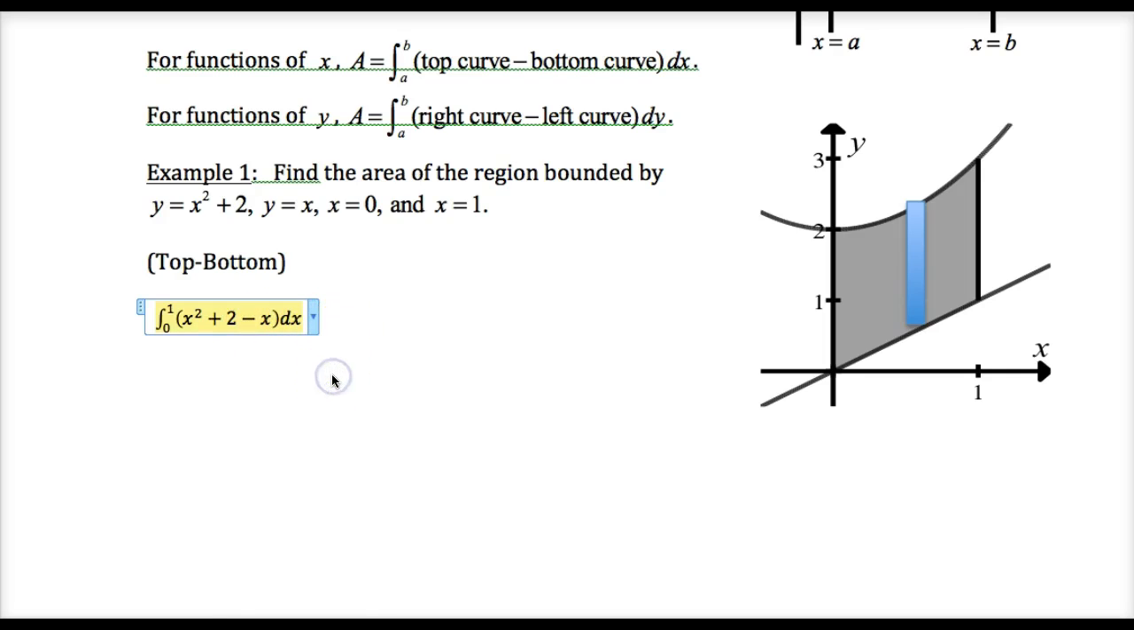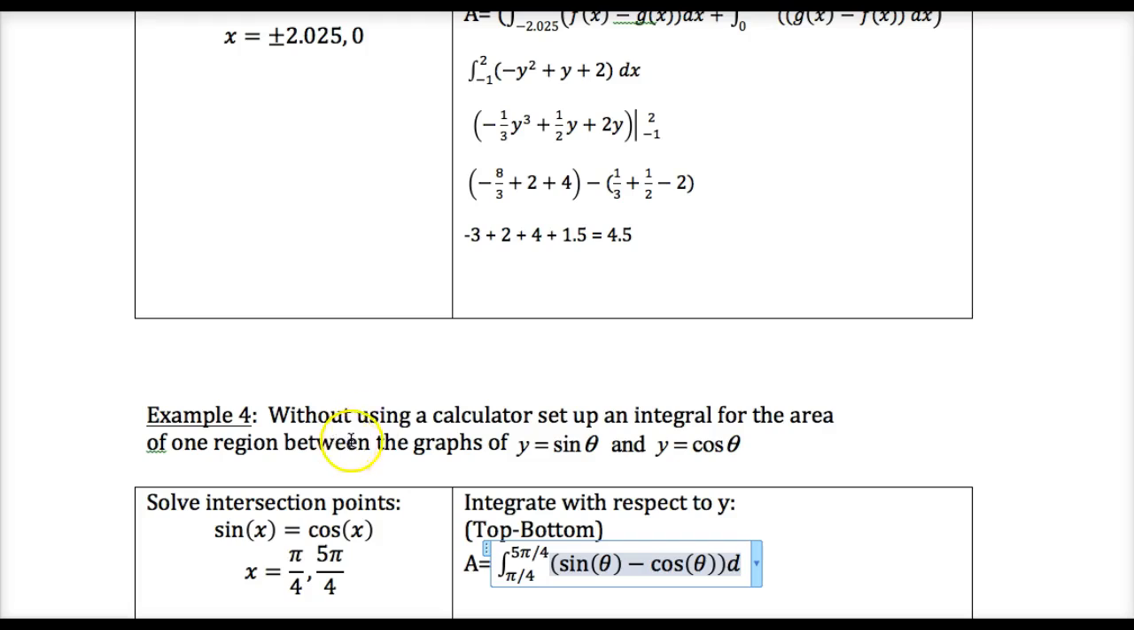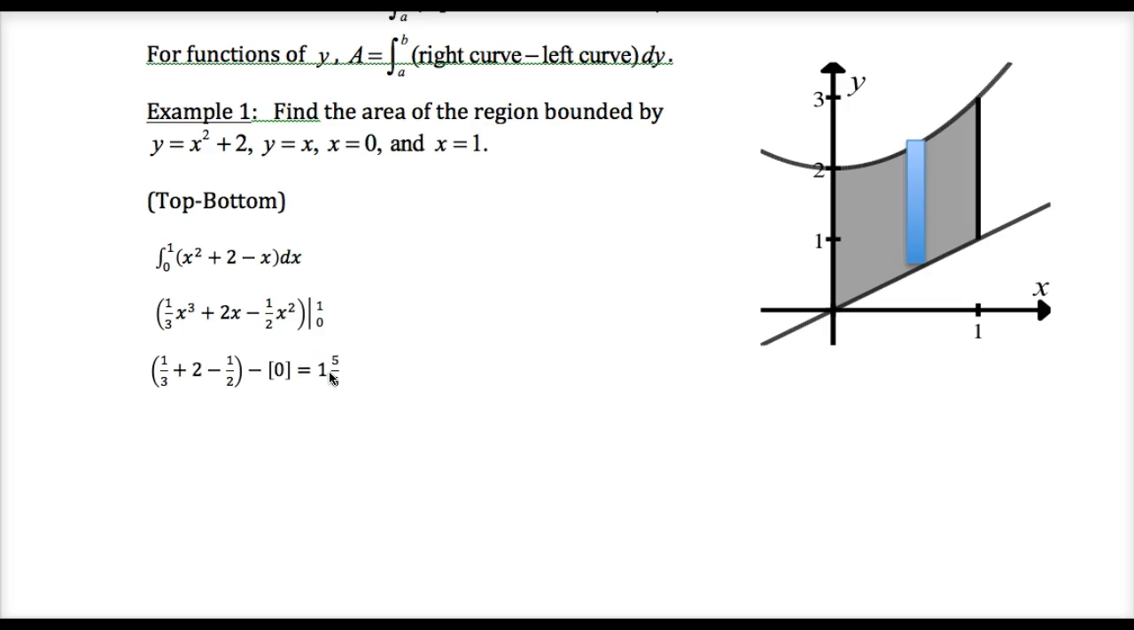Then if I go on, I can take the antiderivative. The antiderivative of x squared is going to be 1/3 x cubed. The 2 is going to be 2x, and then minus x would be minus x squared over 2. That's going to be evaluated from 0 to 1. If I plug in the 1, I'm going to just get this value right here. I don't know if I made an answer for that or not. I did not. And I got 1 5/6 for that.